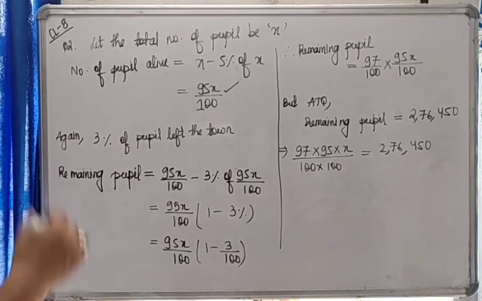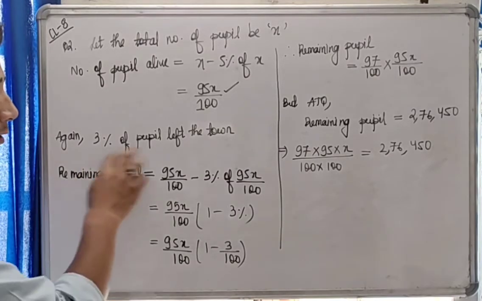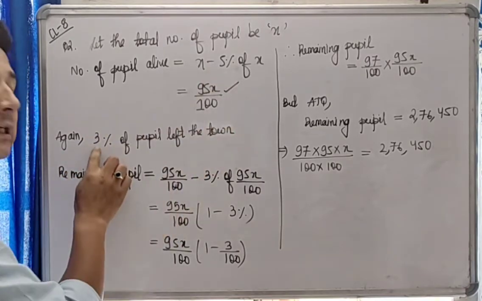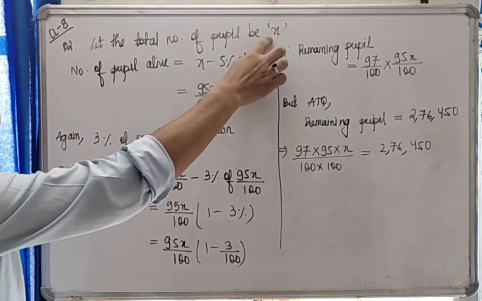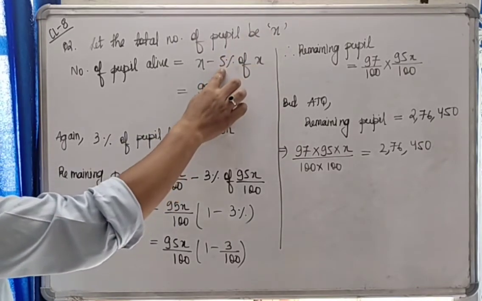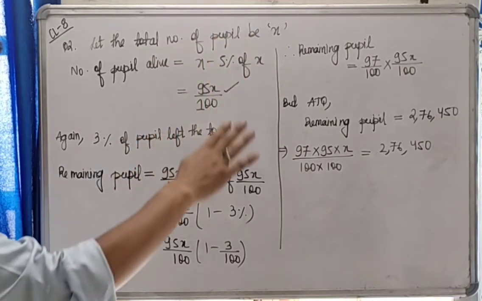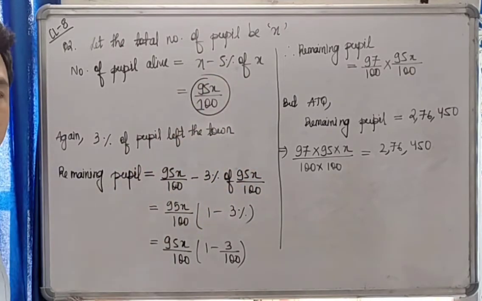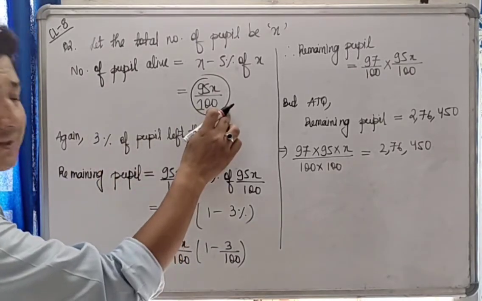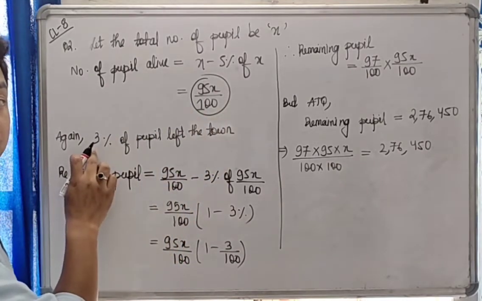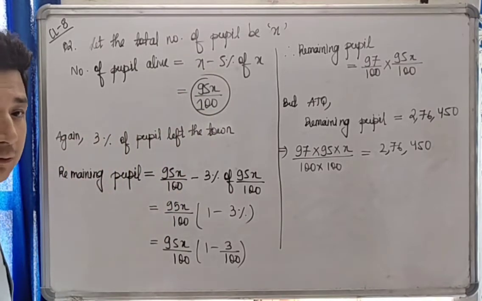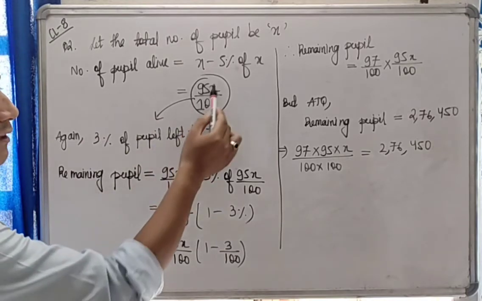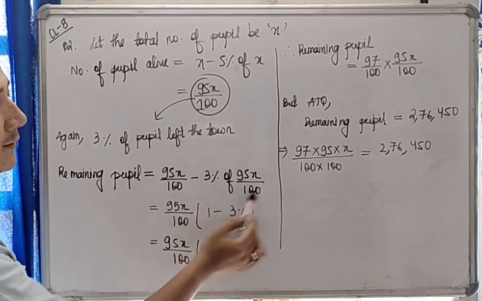Further, the question says 3% of people left the town. 3% of this alive people left the town. X was the number of people. 5% of them died, so we have to subtract. So this is the number of people who are still alive. Out of this number, 3% of the people left the town. So from here you have to subtract 3%. So remaining people will be 95x by 100 minus 3% of this.